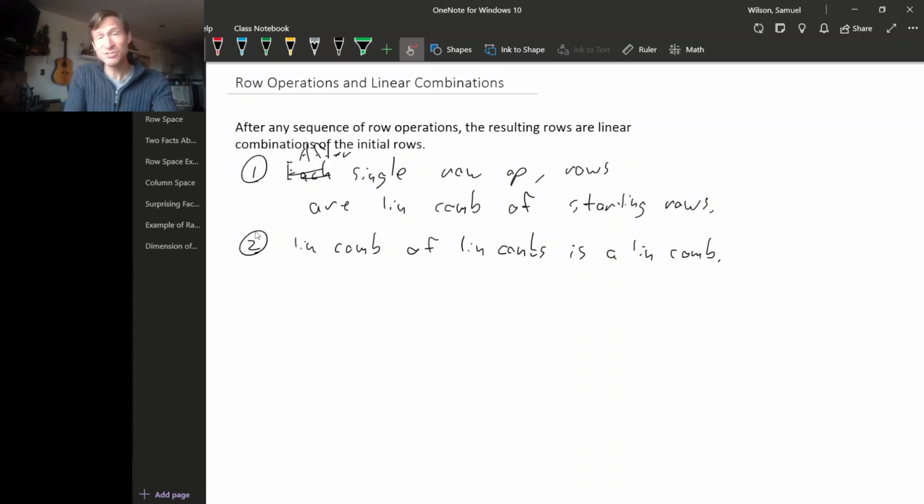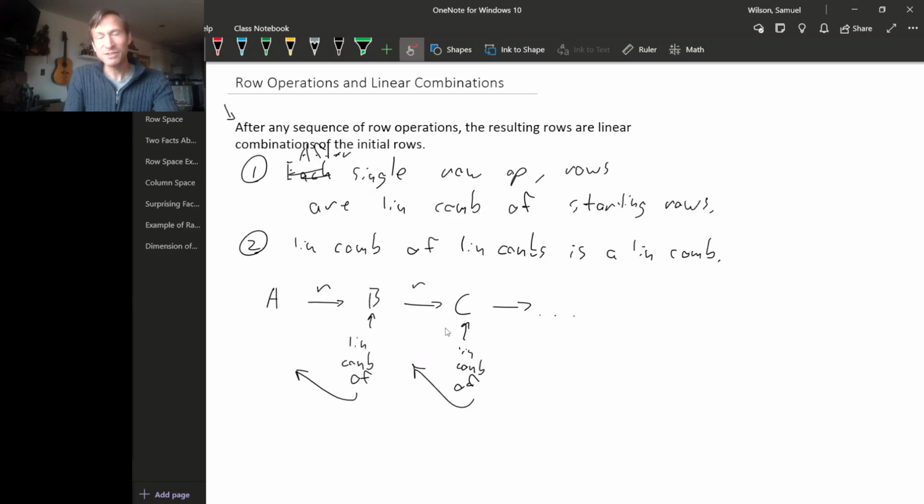Now, once we've proved these 2 facts, this will prove what we want, because if we start with some matrix and do a row operation to get another matrix, and then do another row operation to get a third matrix, and so on, after each step, the rows of the new matrix will be a linear combination of the rows before. So this is true at every step, linear combination of rows from the step before.